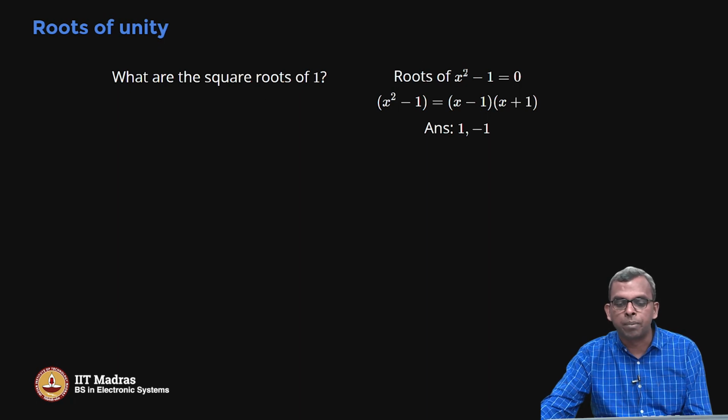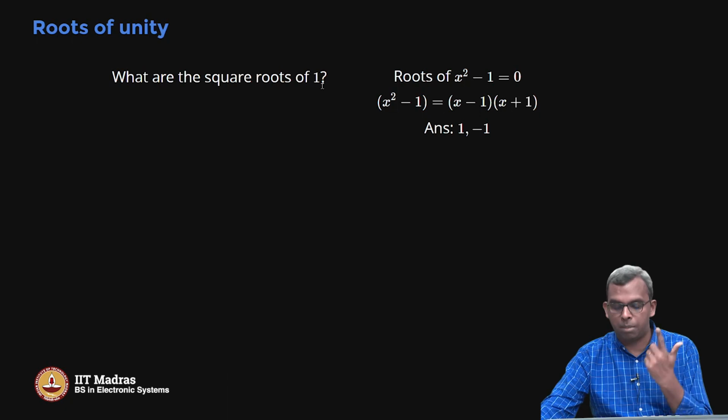You basically say x square has to be equal to 1, isn't it? This equation, x square is equal to 1. I want to find x such that x square is equal to 1. Or basically I want to find roots for x square minus 1 equals 0. Now x square minus 1 factors as x minus 1 into x plus 1. You solve these two, you get 1 and minus 1. So this is an easy way of showing the square roots of 1. There are two of them, 1 and minus 1.